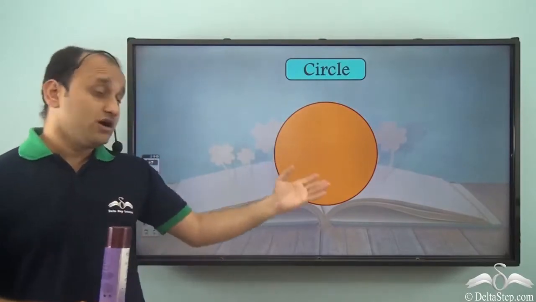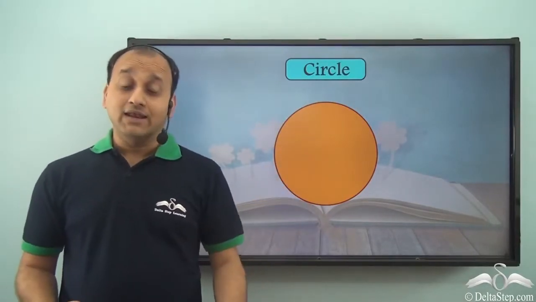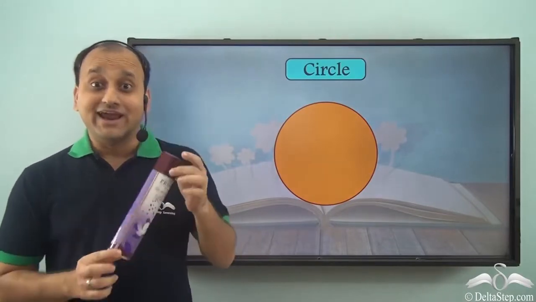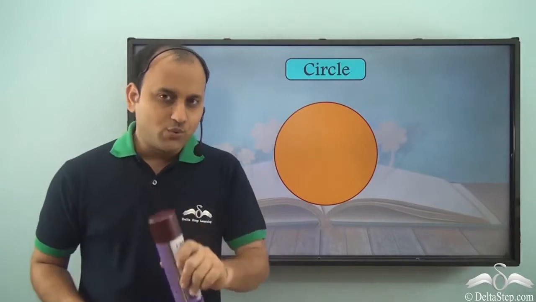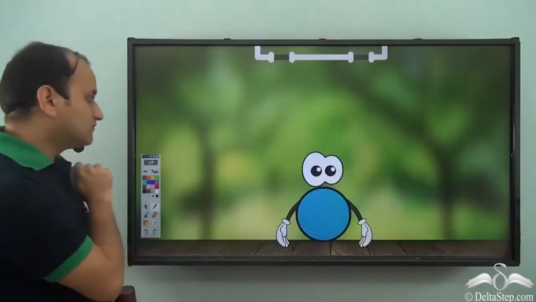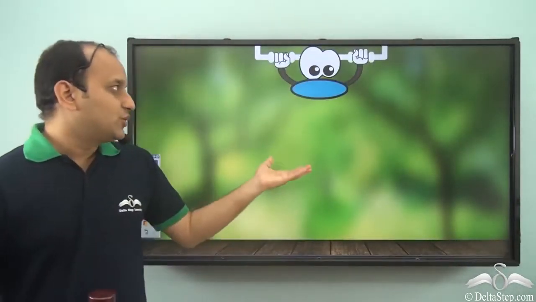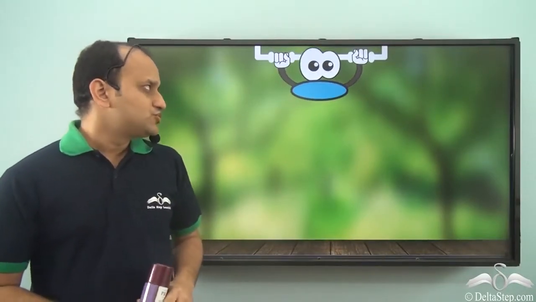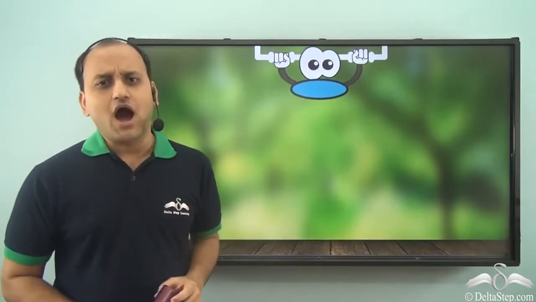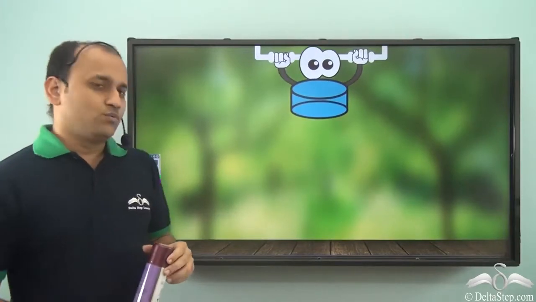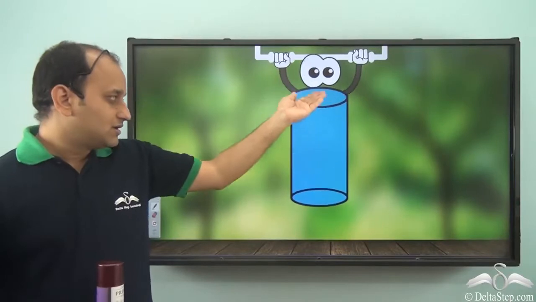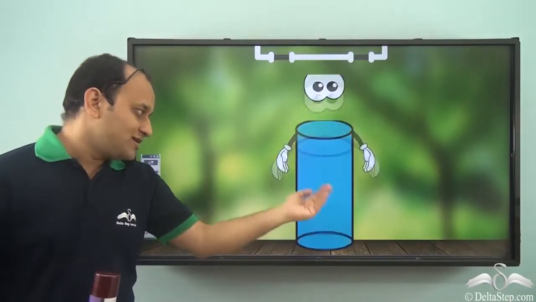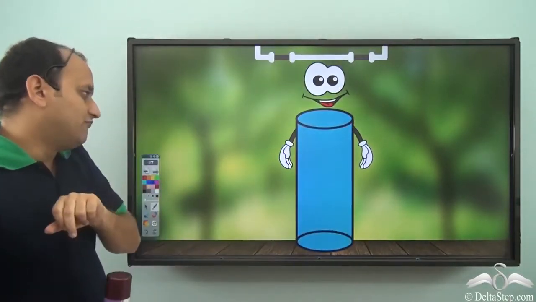Well, circle wanted to gain a lot of height. It wanted to become tall like this. So what did it do? Well, circle started doing pull-ups. So circle worked very hard. And what exactly happened because of that? Well, circle started becoming taller and taller. So we got a new shape.